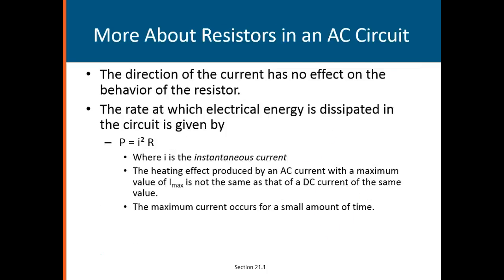Okay? Now, the direction of the current has no effect on the behavior of the resistor. Because guess what an alternate current is doing? What do they call alternate current? Alternating current. Basically the voltage source is generating the electricity. Why do they call it alternating current? Because it alternates directions 60 times a second.